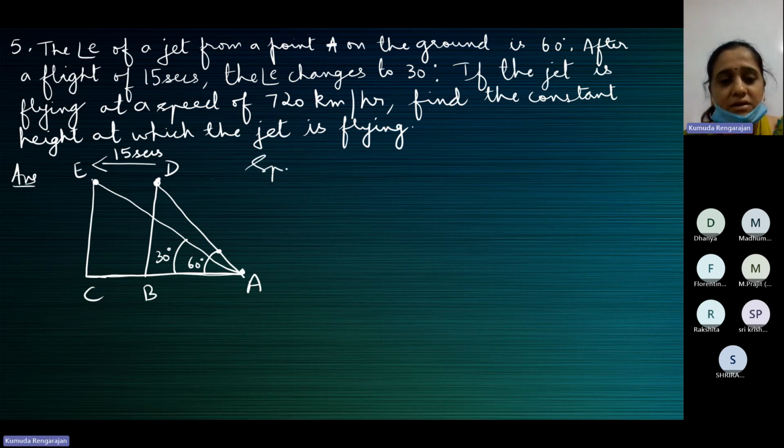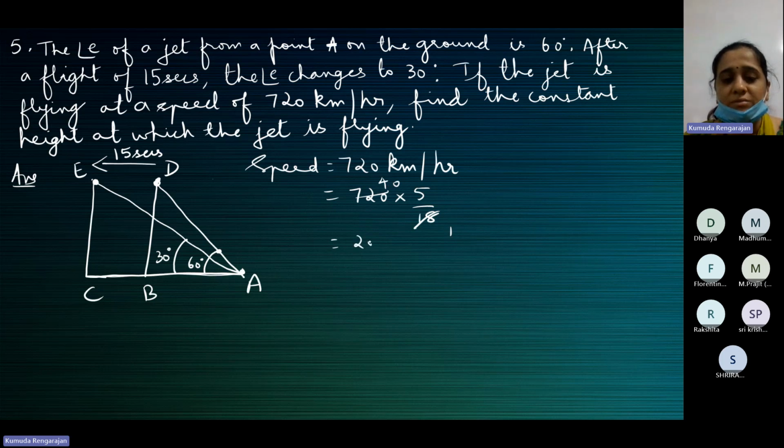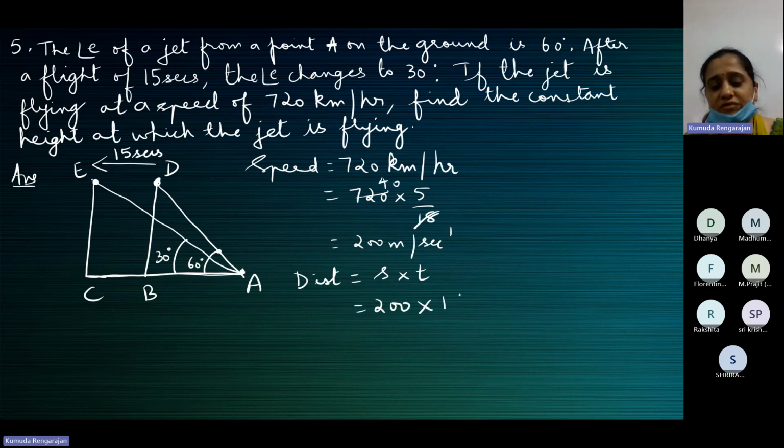So speed is equal to 720 kilometers per hour. We need to convert that to meters per second. So 720 into 5 by 18. 18 fours are 72, so 40 times 5, it's 200 meters per second. So now we know that distance is equal to speed into time. Speed is 200 meters per second and time is 15 seconds. So 3000 meters. The distance ED is covered in 3000 meters.